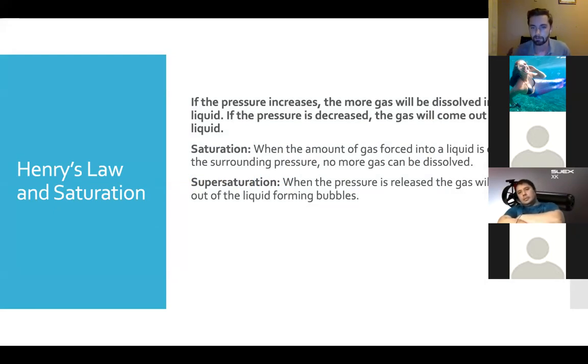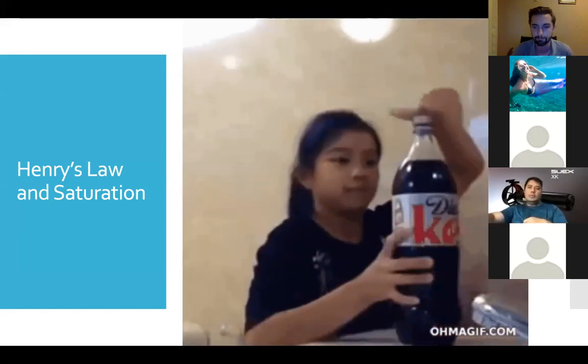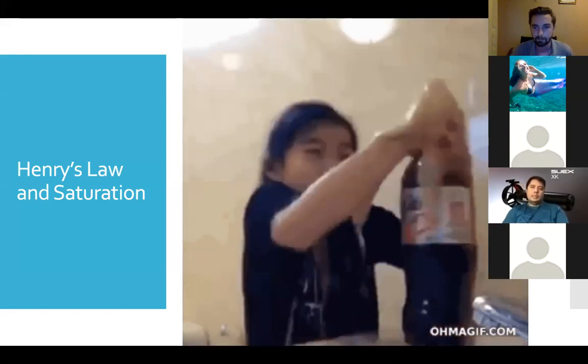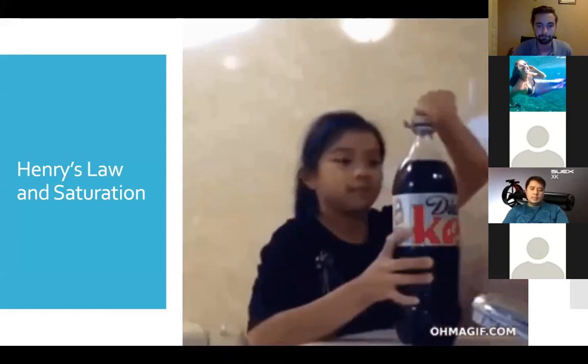Now, if we get supersaturation, this is when the pressure holding the gas in the liquid has suddenly been removed. And now we have bubbles forming as the gas is coming out of the liquid. And it looks sort of like this. Definitely some supersaturation going on there.